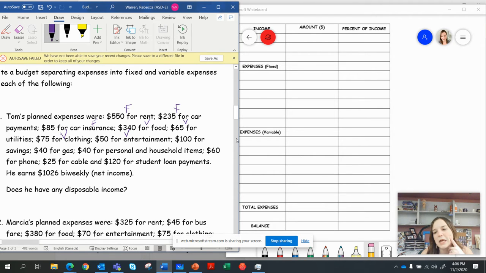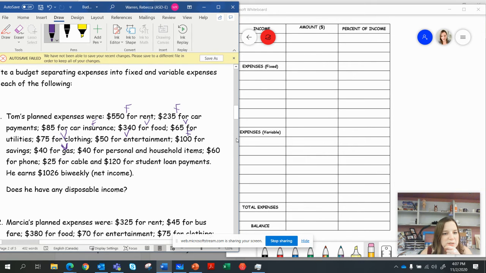$100 for savings. This presumably means that they are setting aside $100 every month regardless. So you could save different amounts each month, certainly, but this presumably means that they have decided that they are putting aside $100 every month, so it is a fixed expense. $40 for gas, that is a variable expense. Even if you think that you drive the same amount every month and you never make any detours or anything, that's still going to be variable because the price of gas changes all the time.